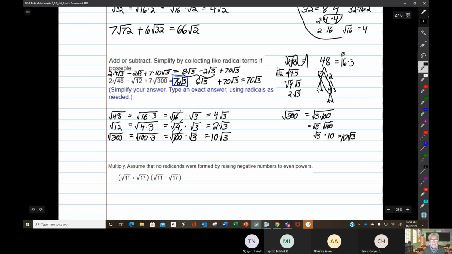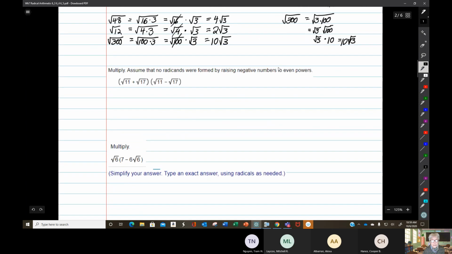Okay, so much for addition. Now we're going to multiply. This is like a binomial, although technically it's not a binomial. A binomial is a polynomial. This is not a polynomial. Nonetheless, this is 2 different terms added together, multiplied by those same terms subtracted.